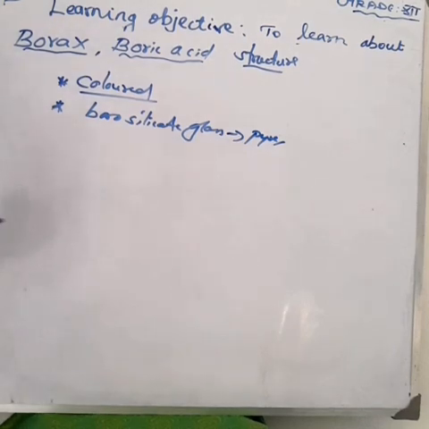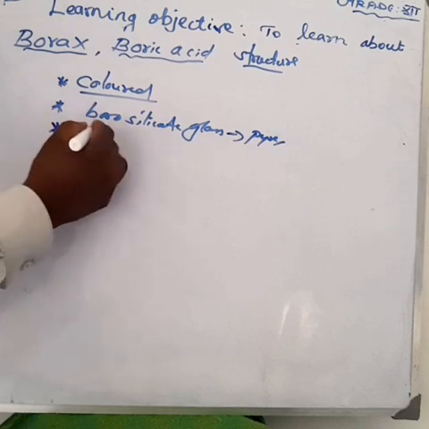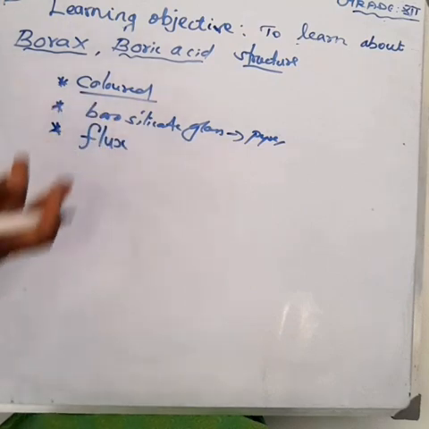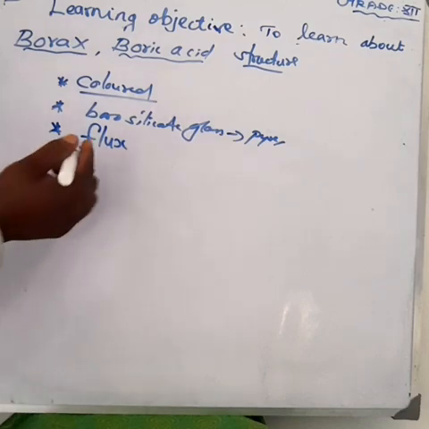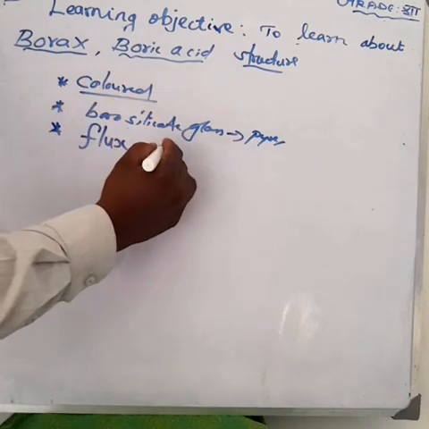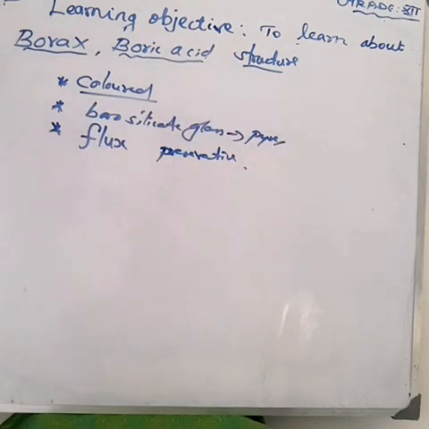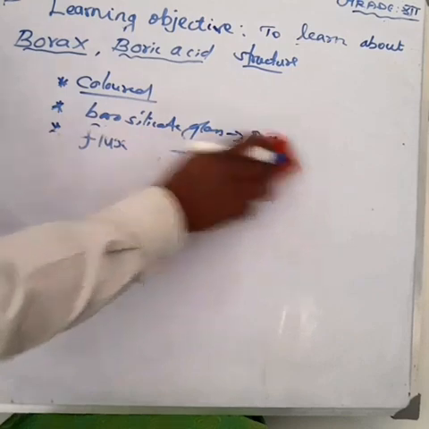Next, what are the uses? The third use is as a flux in metallurgy. We learned about flux in metallurgy in the first lesson. And it is also used as a preservative for protecting some items. This is about the uses.